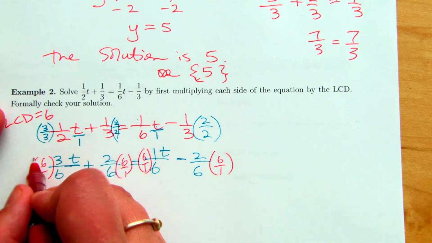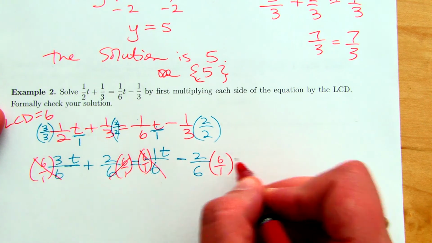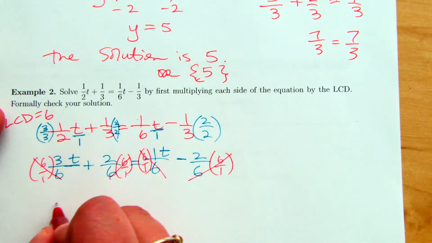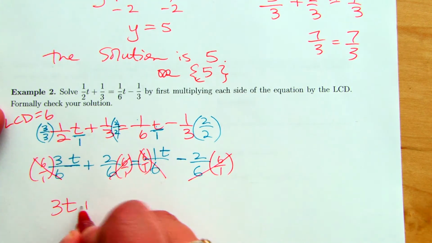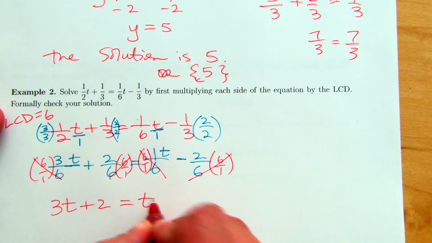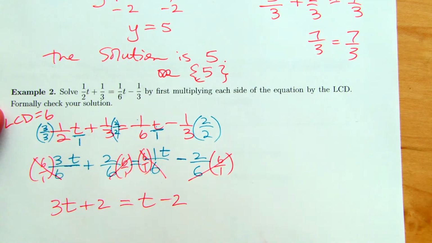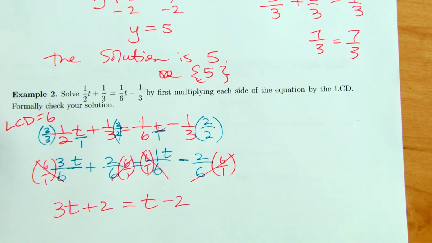Multiply everything by 6 over 1. Those cancel, those cancel, those cancel, those cancel. And we get 3t plus 2 equals 1t minus 2. Essentially because all the denominators were the same.